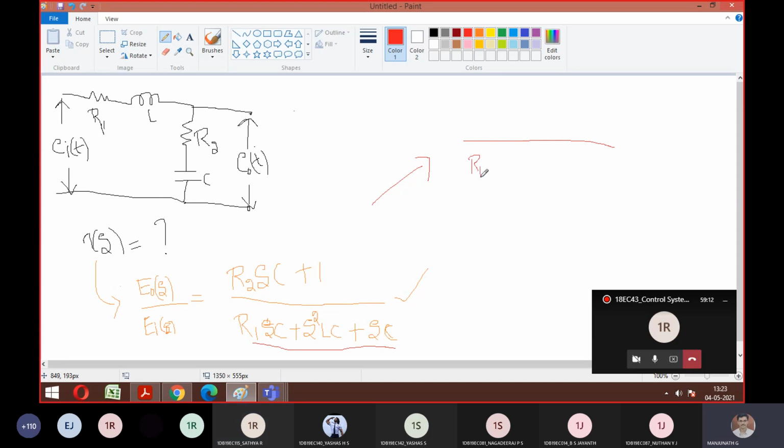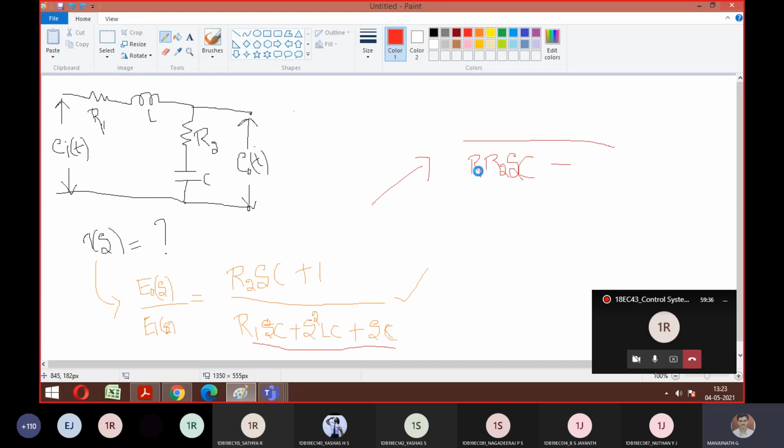So R1 remains the same? Yes, sir. So in place of SC, I should write R2 SC plus 1. That's all? Sir, in the last step, in place of SC.